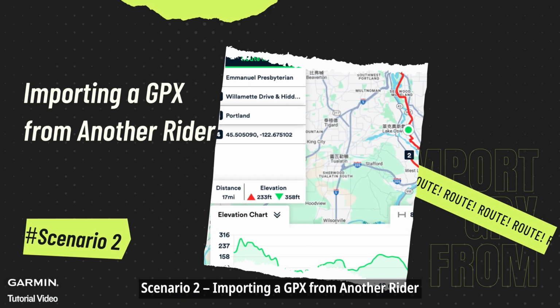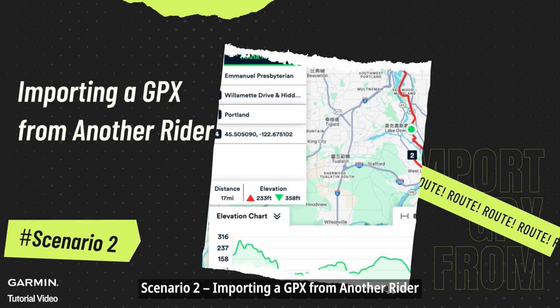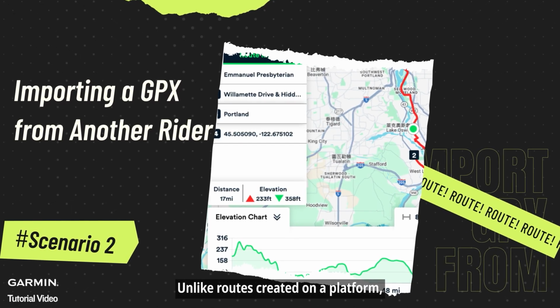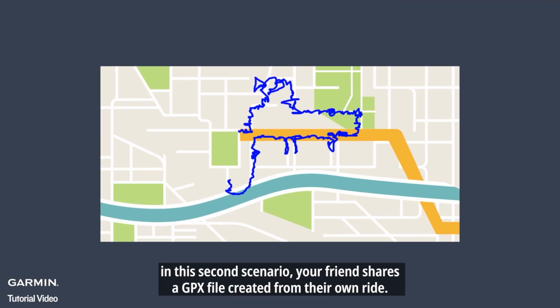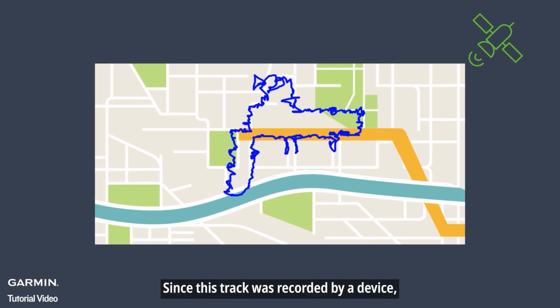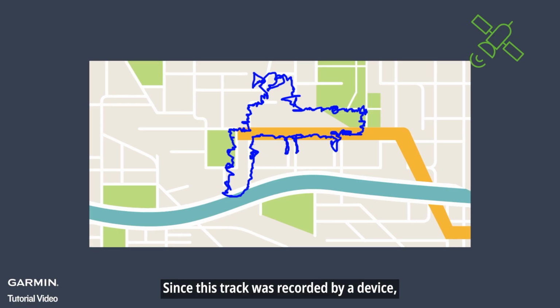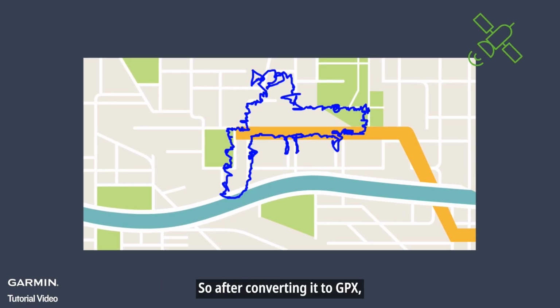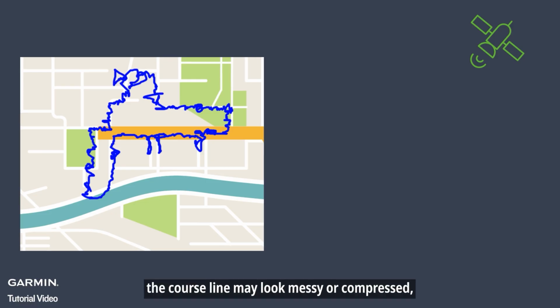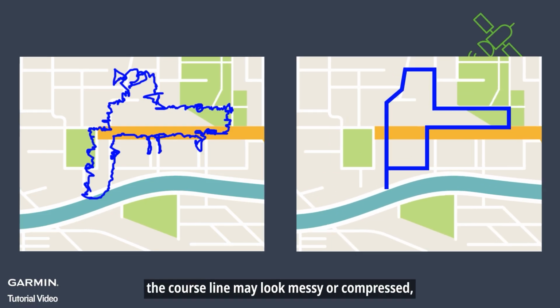Scenario 2, importing a GPX from another rider. Unlike routes created on a platform, in this second scenario, your friend shares a GPX file created from their own ride. Since this track was recorded by a device, GPS interference may affect the accuracy, so after converting it to GPX, the course line may look messy or compressed, and not as smooth as platform-generated routes.